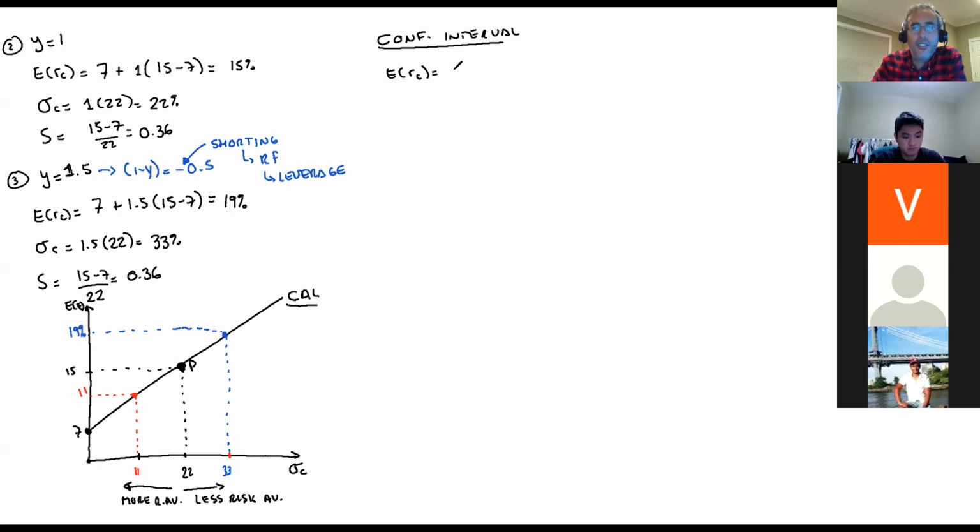For the first case, the variance of my portfolio, this was example 1, is equal to 11%. You agree? So do you remember the confidence interval? What is the input? How do I compute the confidence interval?